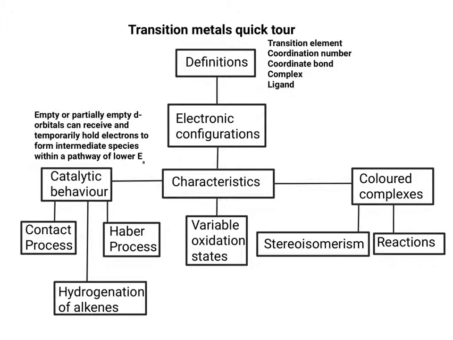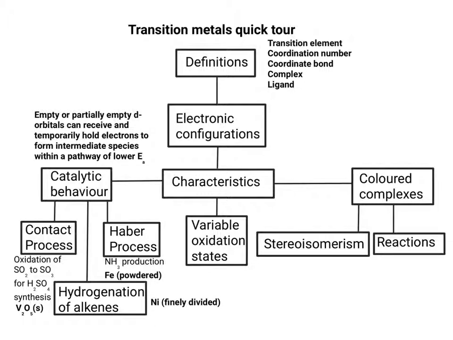So you've got three processes that might be worth remembering. You've got the contact process, the Haber process, and the hydrogenation of alkenes. So what we've got there is what each process actually involves, and the actual catalyst. So you've got vanadium pentoxide or vanadium 5-oxide for the contact process. You've got finely powdered iron for the Haber process, and finely divided nickel for the hydrogenation of alkenes.